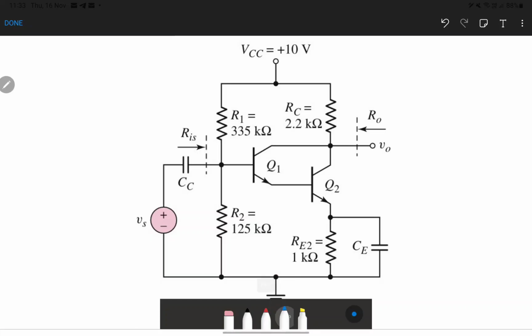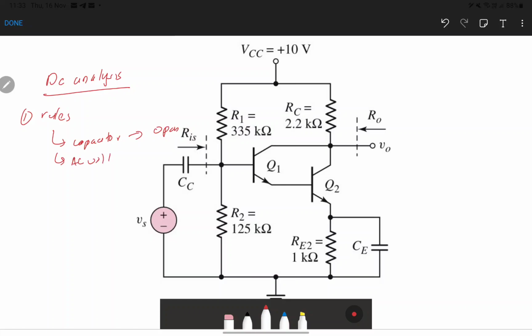So first you need to do DC analysis. You need to implement the rule of DC analysis, which says that when you have a capacitor, you need to open it, and an AC voltage source you need to short. So when we short here and open this circuit, this line will be neglected.